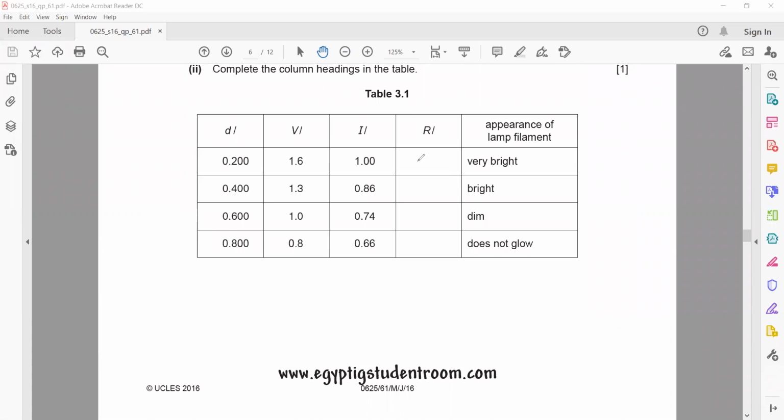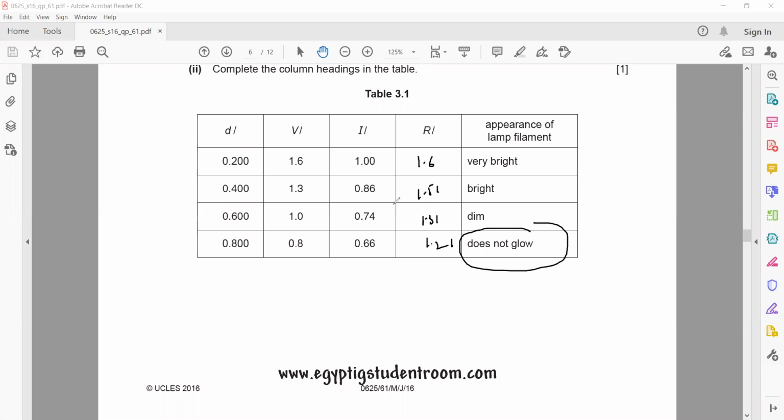Look, the values were 1.6, 1.51, 1.35, and 1.21. At the last reading, he finds the filament does not glow.